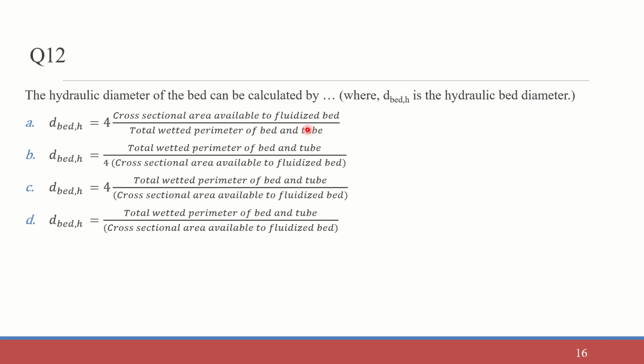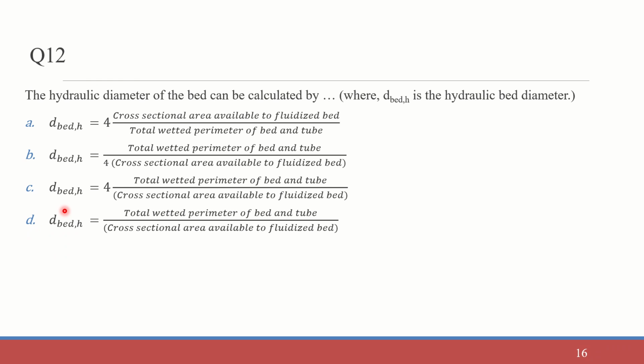Now, apart from the theory behind the question, there is one more thing in this question: how we can eliminate the options. The dimension of the hydraulic bed diameter is meter or centimeter, that is a length unit, right? 4 into cross sectional area has unit length square, divided by perimeter, which is length, so length square by length gives length. So option A is dimensionally correct.